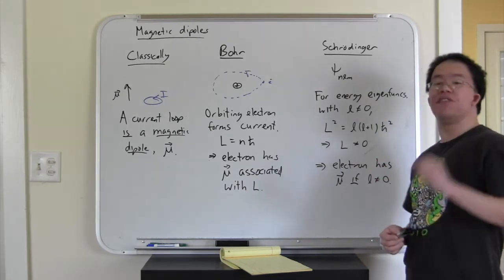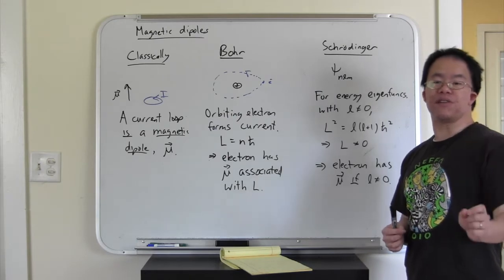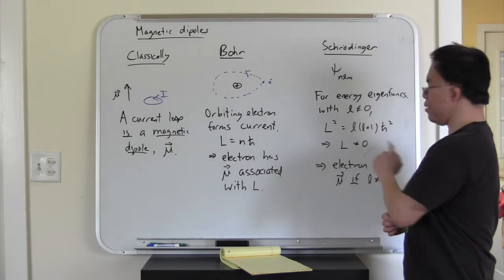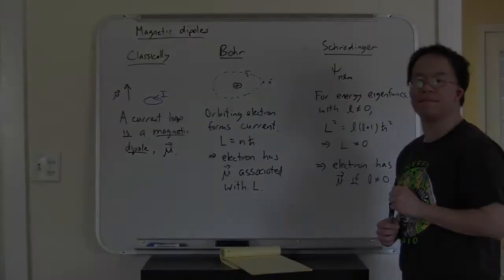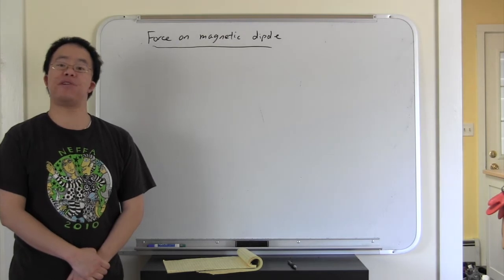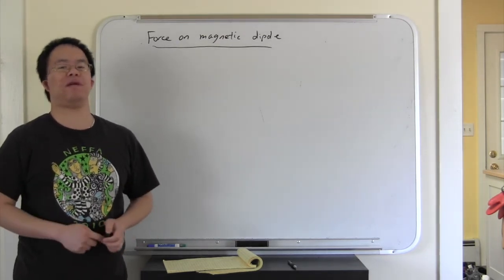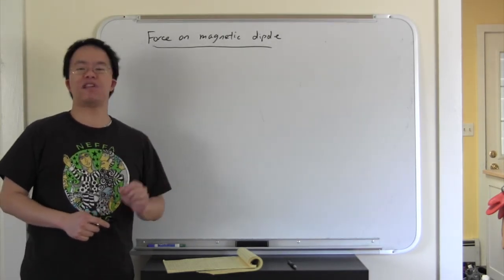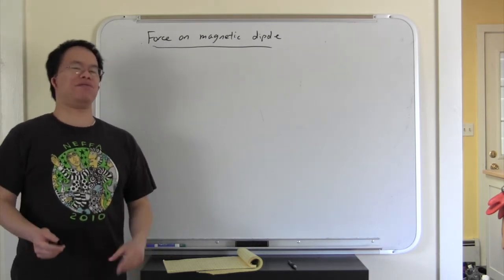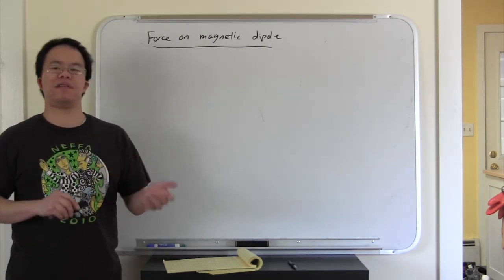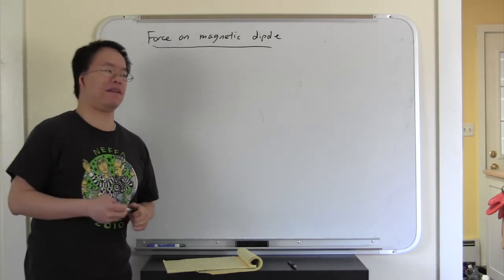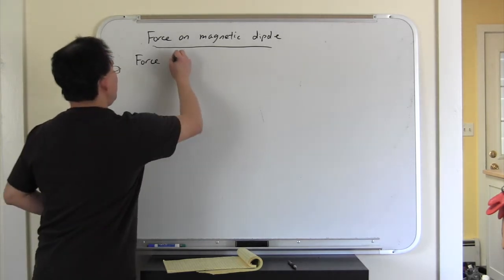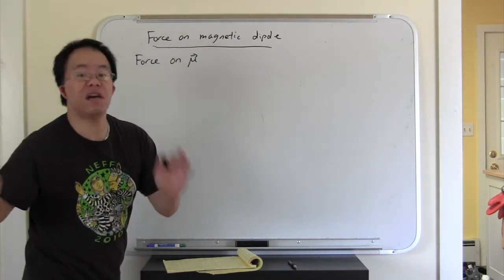So this leads us to the experiment that Stern and Gerlach did. Let me erase the board, and then I'll tell you about that. To understand the Stern-Gerlach experiment, we need to remember something about the magnetic force on a magnetic dipole. It turns out that, like electric dipoles, magnetic dipoles don't feel a magnetic force in a uniform magnetic field. There is a force, however, on a dipole in a non-uniform field.